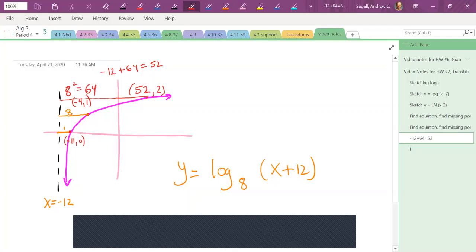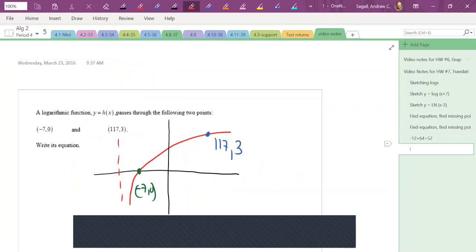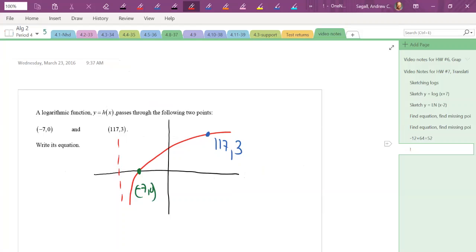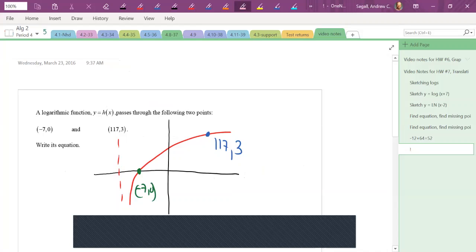All right, we're going to do one more practice one, Wildkits. So let's see here. I have a logarithmic function. It passes through (-7, 0) and (117, 3). Ooh, this is going to be a great one for you to pause on, Wildkits, and do on your own before we do together. All right, let's take a look. So I am a distance of 1 away from the asymptote. So if I start at -7 and I go left 1, that means I'm at the x value of -8. So my equation is y equals log some base, don't know that yet, of x plus 8.